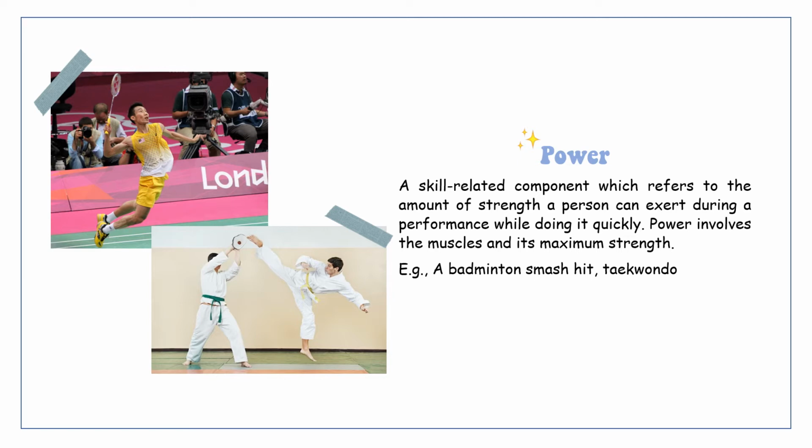The first image here is a badminton smash hit, and I honestly suddenly miss playing badminton in the court, and a badminton smash hit really requires a lot of power. It may be simple to look at for the ones who watch a rally game or a badminton game itself. However, to do a smash hit and to ace it is very hard and it really requires power. Power involves the muscles and its maximum strength, and in badminton, your arms as well as your legs are very useful in order for the smash hit to be successful.